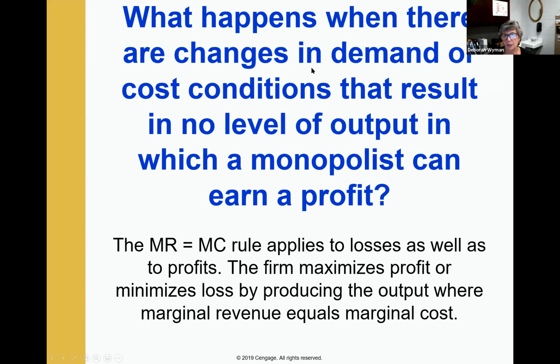So what happens when there are changes in demand or cost conditions that result in no level of output in which a monopolist can earn a profit? The marginal revenue equals marginal cost rule applies to losses as well as to profits. So the firm maximizes profit or minimizes loss by producing the output where marginal revenue equals marginal cost. So this is like your break-even point. It's a decision to make the item or not make the item.